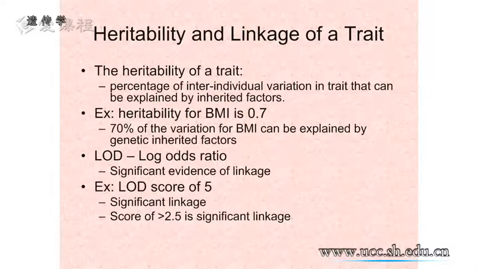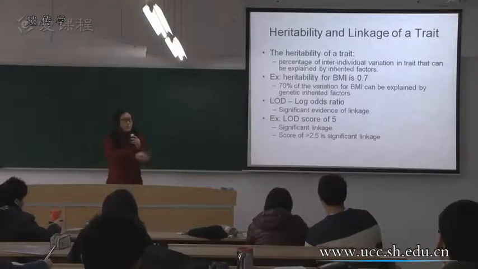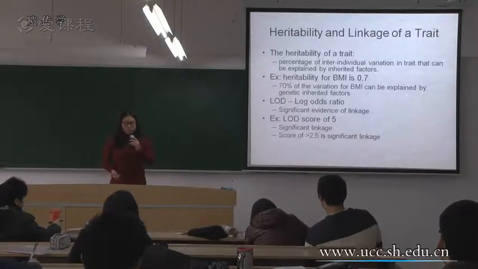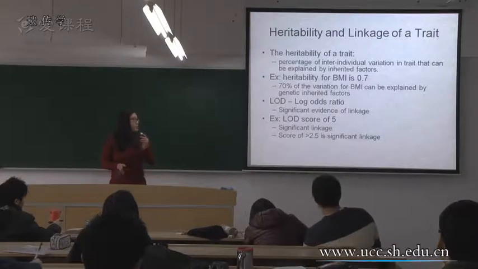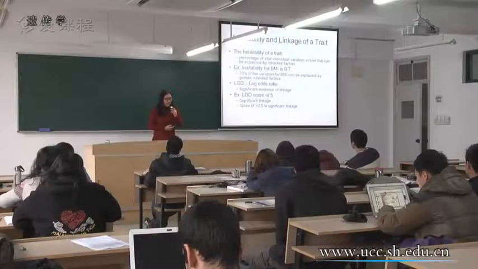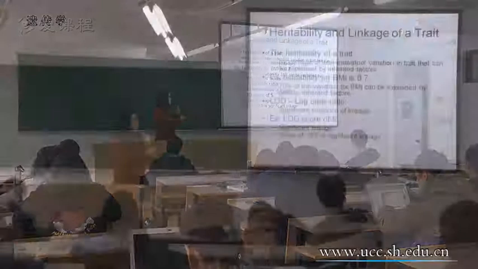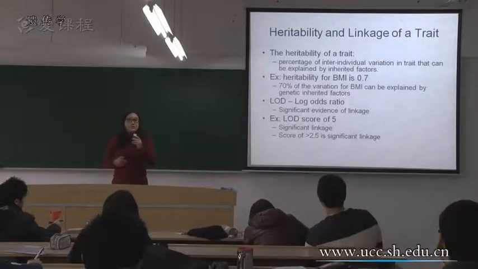So I'll talk about a concept that I'll use later. Heritability of a trait is the percentage variation in the trait between people that can be explained by inherited factors. For example, if the heritability for BMI is 0.7, that means 70% of the variation for BMI can be explained by genetically inherited factors.